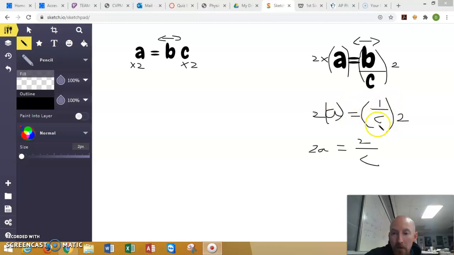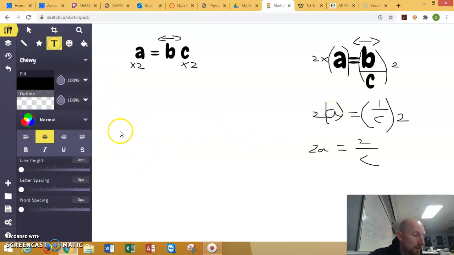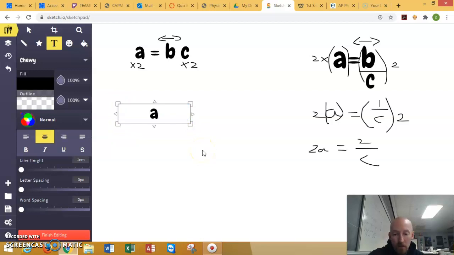So what would I have to do here in order to make this 2a? What would I have to do here in order to get times 2 on this left side? Well, I'd have to take this right side and multiply by 2. I get 2 over c, right? In other words, I've taken this whole thing, multiplied by 2, and that would give me 2a here. Let me show you what I mean. And this is a little tricky.